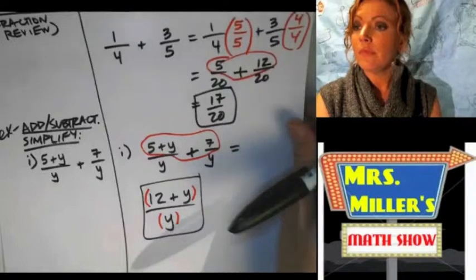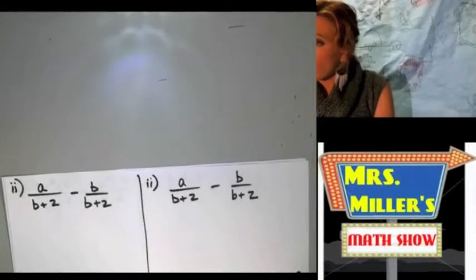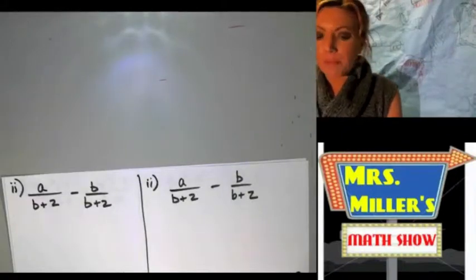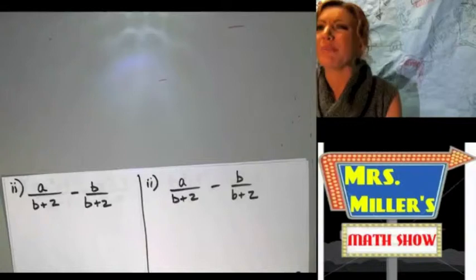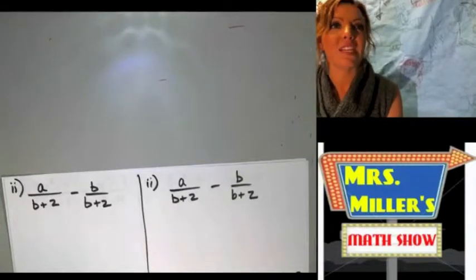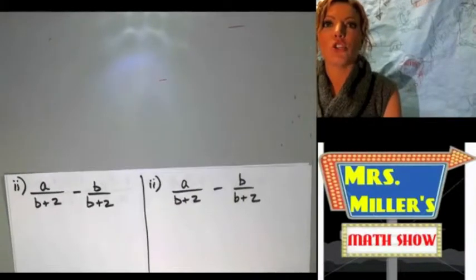Okay, let's move on. Next, a over b plus 2 minus b over b plus 2. Anybody feel like coming up to do this one so we can play our music again? I'm missing the music in this class. Okay, let's see. Shuggy? It's a minus.